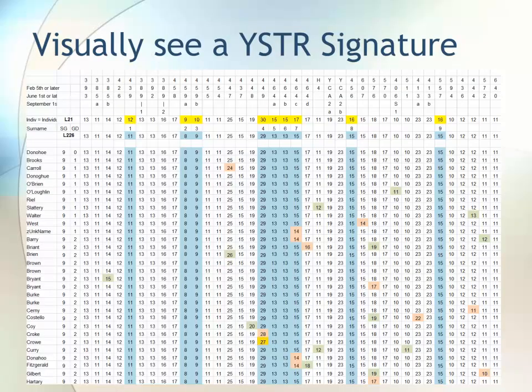The best way to understand is to visually see a YSTR signature developing. In this chart, I have eliminated about half of the columns and about 90% of the rows. But if you look for any kind of consistency of color across this chart, which is the purpose of this chart, the blue just jumps out at you. And that's the basis of signatures.